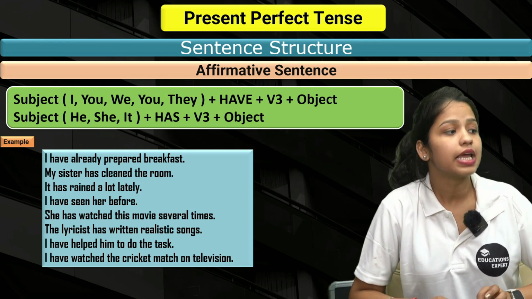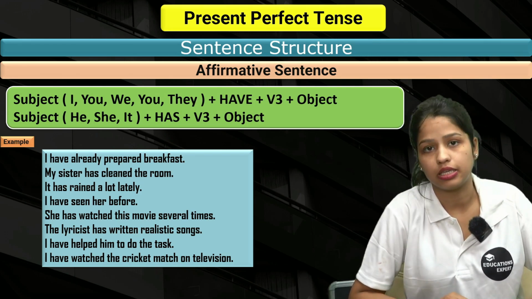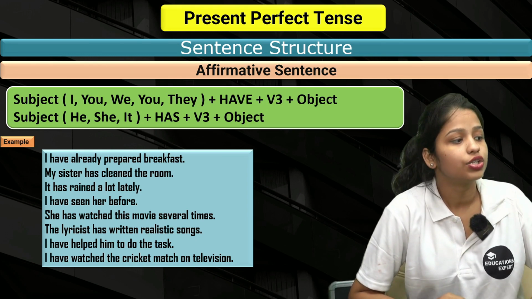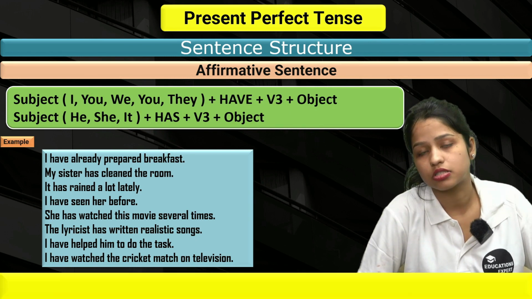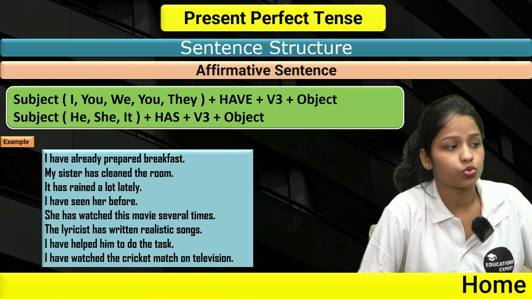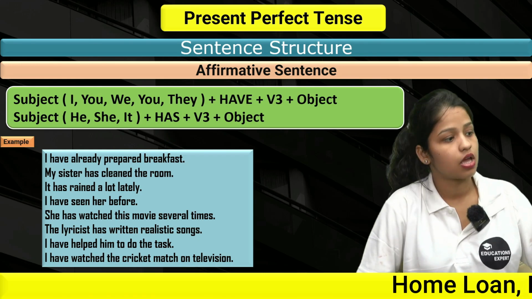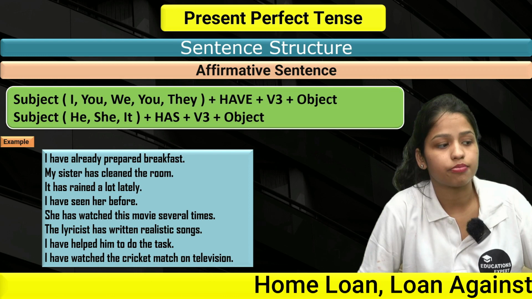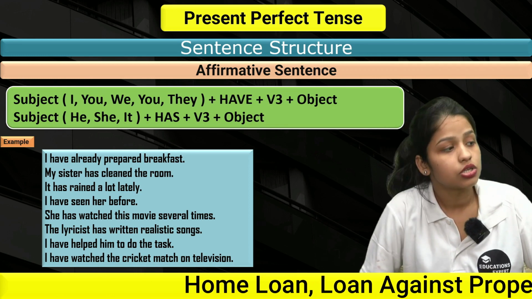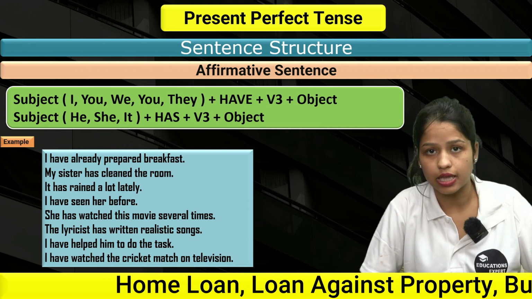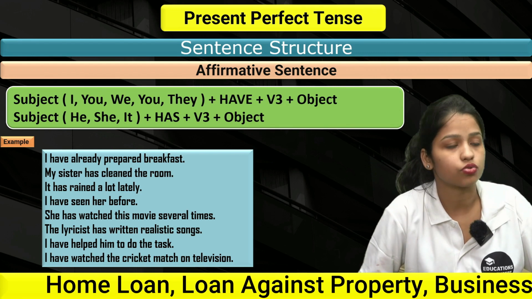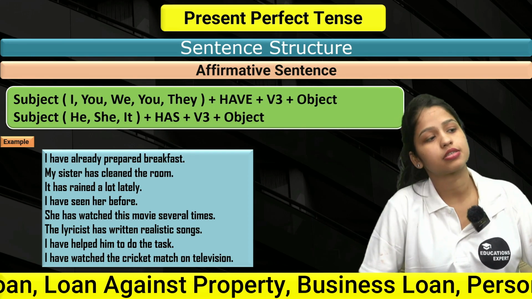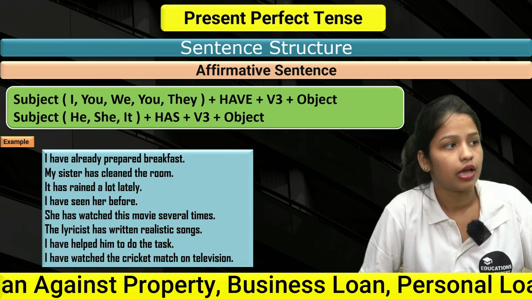Next up we have, it has rained a lot lately. I have seen her before. She has watched this movie several times. The lyricist has written realistic songs. Next up, I have helped him to do the task. I have watched a cricket match on television. So if you noticed all of these things, if your subject is singular, we have used has, and if your subject is plural, then we have used have. Rest of the sentence structure is exactly the same. I hope this is clear for you.